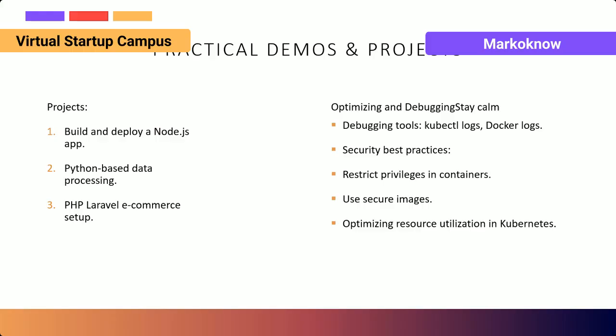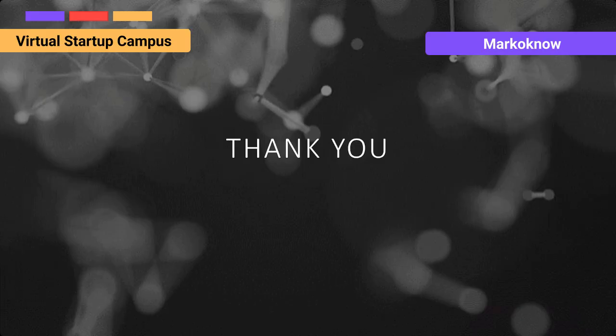And practical demos and projects: these are some practical demos we can use. These are the debugging points and the projects we can use. The Node.js app, Python based processing, PHP Laravel, e-commerce setup, and optimizing and debugging need to be recorded during the dockerizing part. We will look at debugging tools, kubectl logs, docker logs, and security best practices: restrict privileges in a container, use secure images, and optimize resource utilization in Kubernetes.